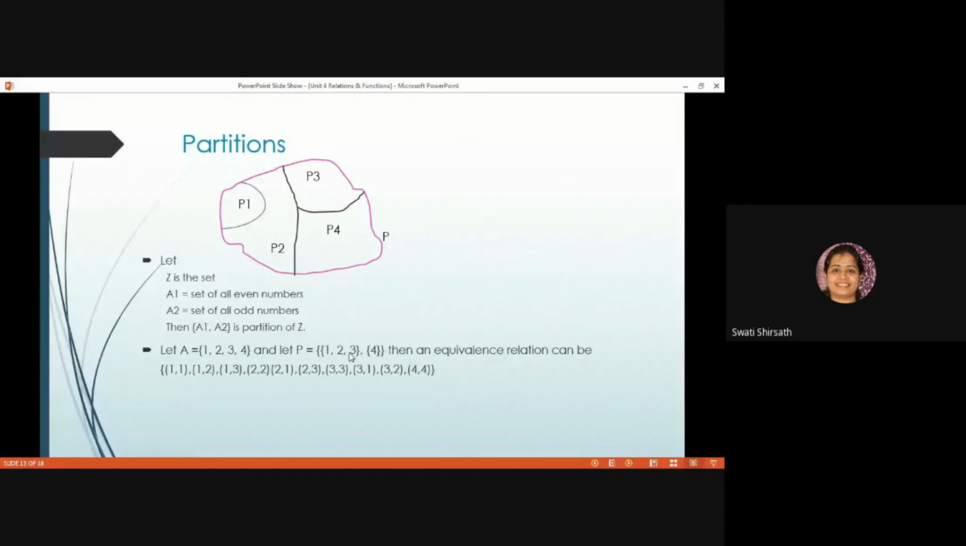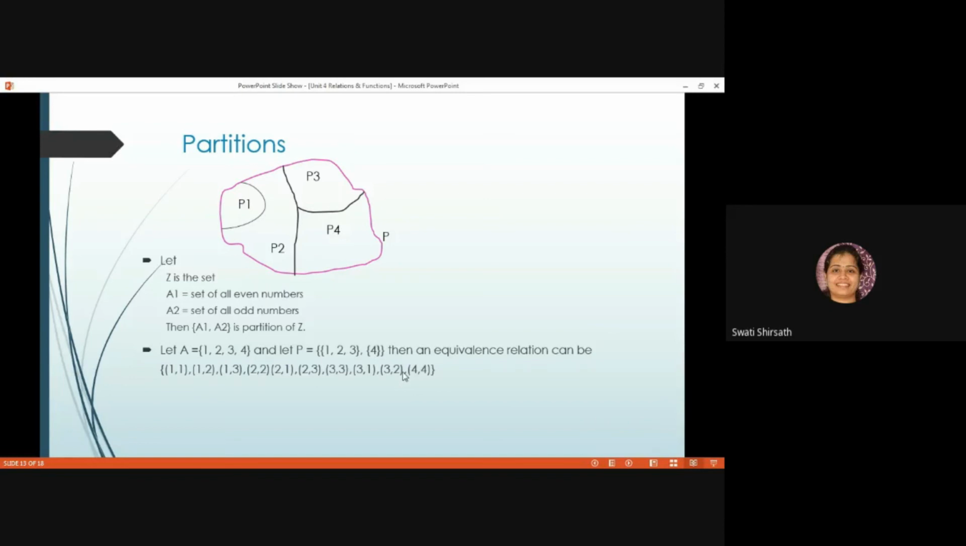So let A be equal to 1, 2, 3, 4, and P is the partition. You can name it by any letter. So {1, 2, 3} in curly brackets means that is one partition, comma {4} in curly brackets means that is another, different partition.